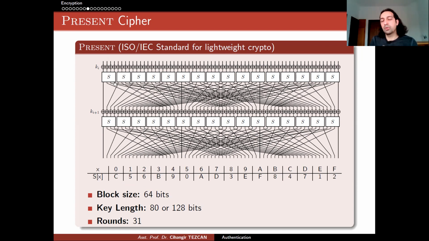This way you actually provide confusion. You replace 4 bits with 4 bits. This is the confusion part. Now you have to diffuse it to the whole cipher. For this reason, the places of the bits are modified. Then this is just a single round. As you can see, this cipher consists of 31 rounds.